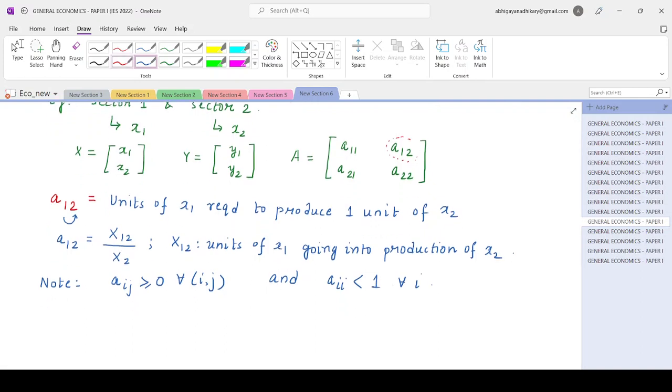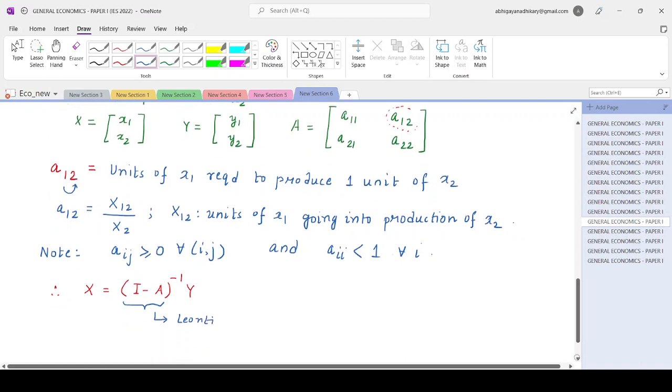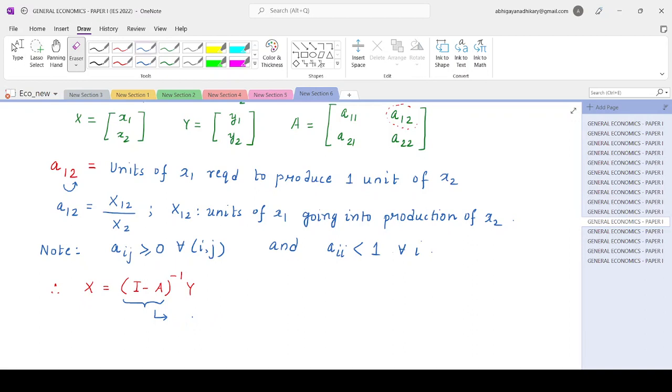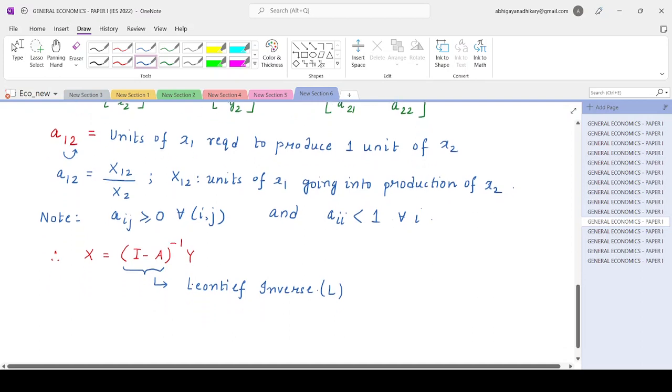And I'm not going into the computation. What you get is that the final production is basically (I minus A) whole inverse times Y, where this is known as the Leontief inverse, often denoted as L. So we need to mention some of the interesting mathematical properties of this.